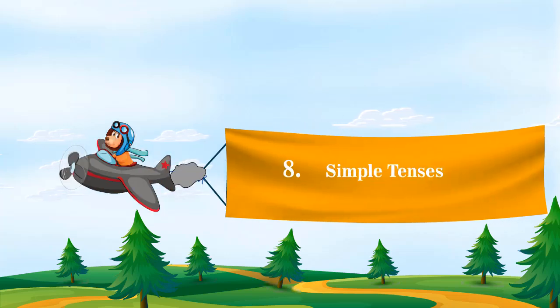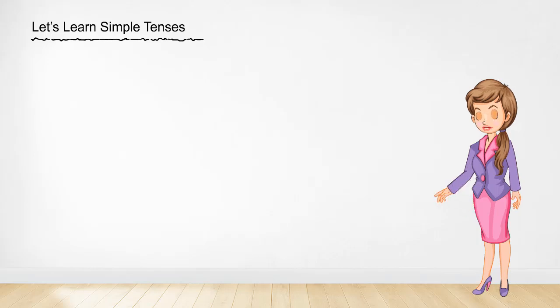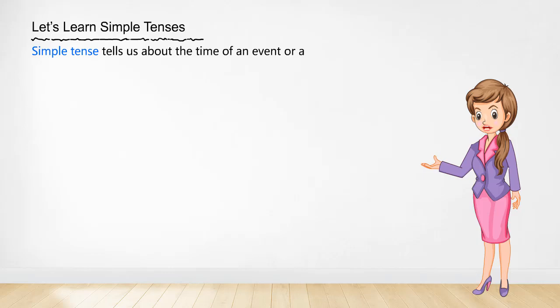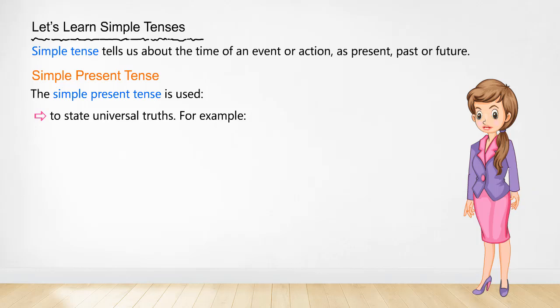Chapter 8: Simple Tenses. Let's learn simple tenses. Simple tense tells us about the time of an event or action as present, past, or future. Simple present tense. The simple present tense is used to state universal truths.